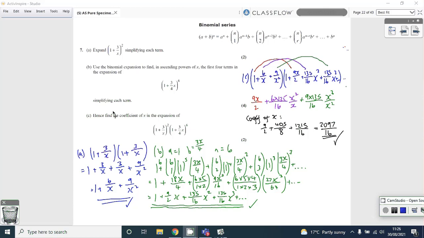Now for part B, use the binomial expansion to find in ascending powers of x the first 4 terms in the expansion.